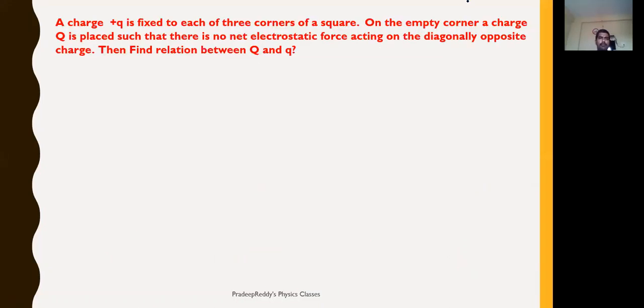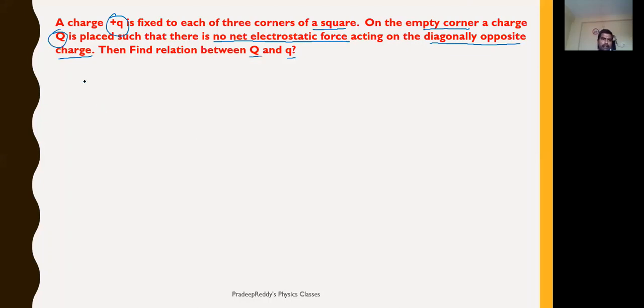Students, coming to the next problem. A charge of plus q is fixed to each of three corners of a square. On the empty corner, a charge capital Q is placed such that there is no net electrostatic force acting on the diagonally opposite charge. Find the relation between capital Q and small q.